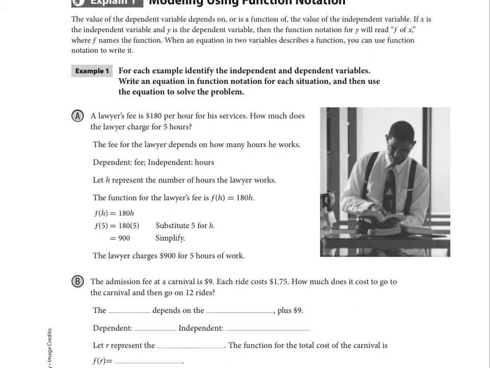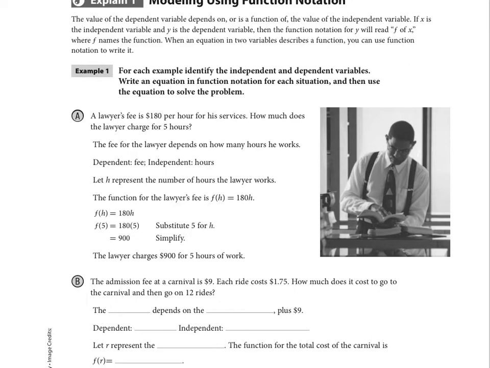Alright, make sure you're on page 129. In this video, we're going to be looking at modeling using function notation. Essentially, it's what we did in earlier modules. We're going to write an equation that represents a real-world problem, but we're just going to write that equation in function notation form. So let's read the first example here in part A.